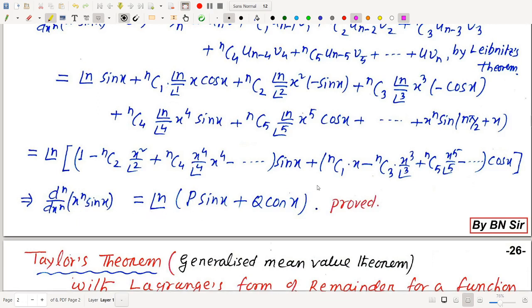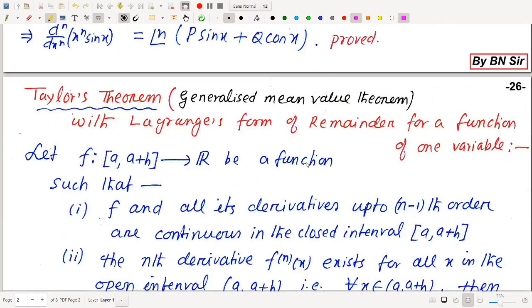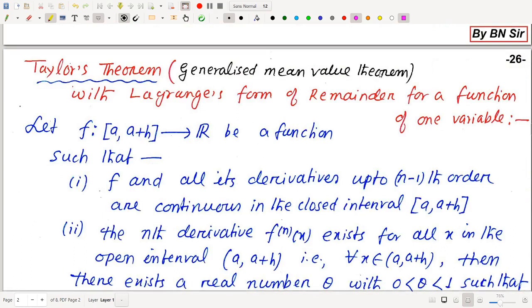Okay, so these are the problems we have solved using Leibnitz theorem, rather application of Leibnitz theorem. Now we move to Taylor's theorem. This is generalized mean value theorem. We have studied in class 12 mean value theorem, Lagrange's mean value theorem, Rolle's theorem. So this is generalized mean value theorem, that is Taylor's theorem. And of course we shall do it with Lagrange's form of remainder term for a function of one variable. Taylor's theorem with Lagrange's form of remainder for a function of one variable.